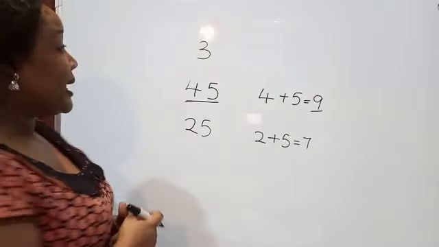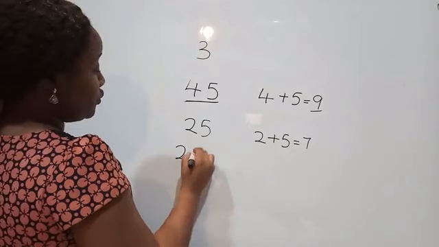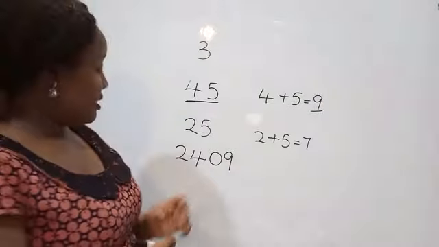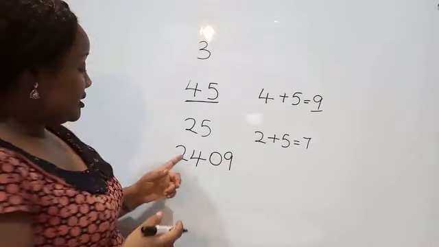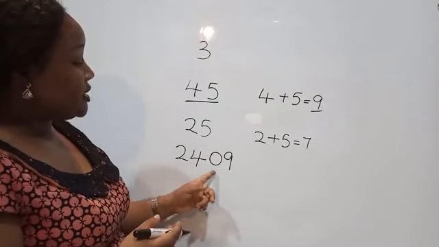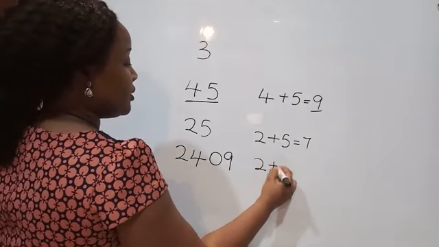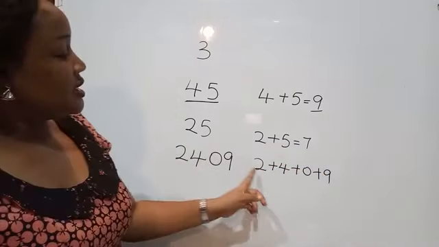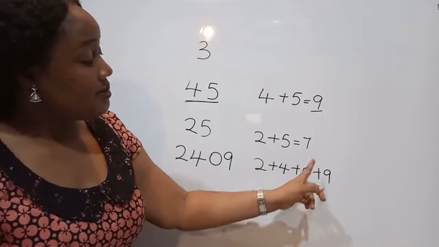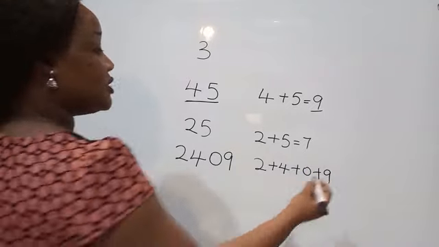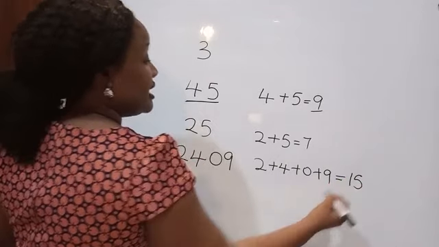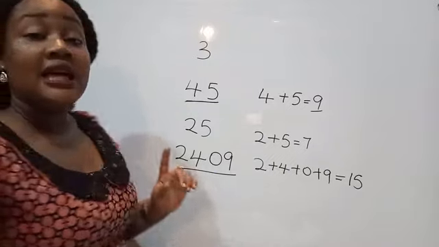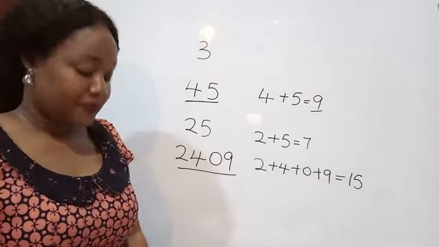Let's say you have a big number like 2409. You want to find out, so you sum 2 plus 4 plus 0 plus 9. 2 plus 4 is 6, 6 plus 0 is 6, and 6 plus 9 gives us 15. And 15 is a multiple of 3. So it means that 2409 is a multiple of 3.